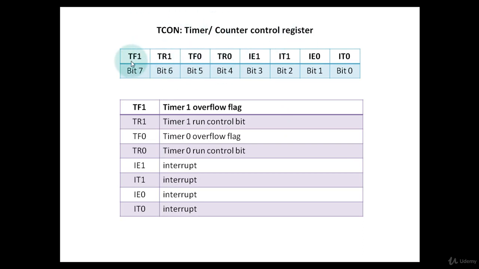TF0 and TF1, these are the status bits or timer overflow flag bits. TF, timer overflow flag bit. These two are the status bits. These two bits will get logic 0 if there is no timer overflow, and if there is a timer overflow, this bit will get status as a logic 1.